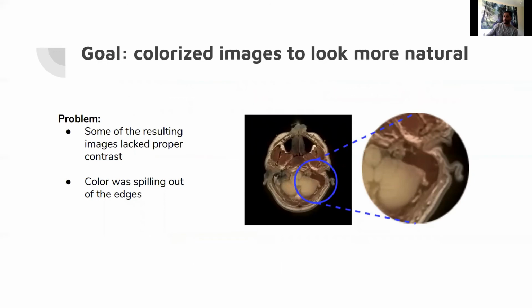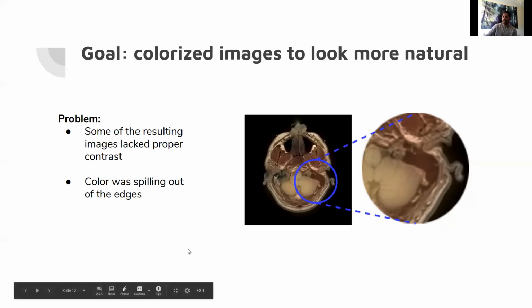So after performing the color transfer with the help of guided image filters, we came across one more issue, and that was the color in some of our resulting images did not look quite natural, and some of the images lacked proper contrast, making the images appear to have more of a washed out effect. And also for some of the images, color was spilling out of the edges. We can also see that in this image right here. So to solve these issues, we used gamma correction.